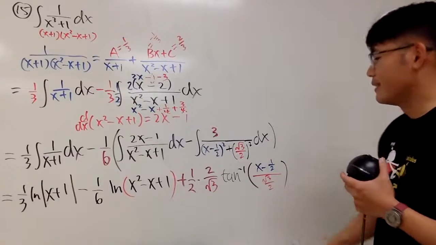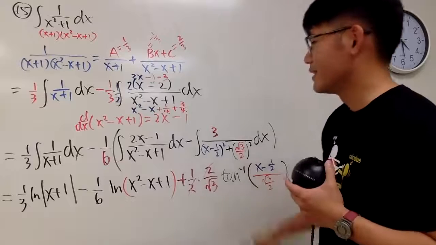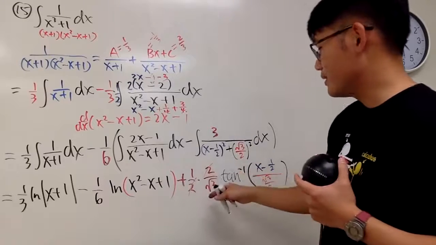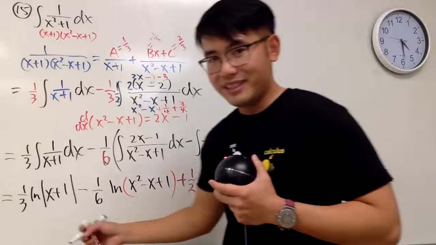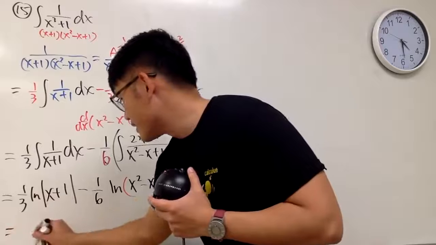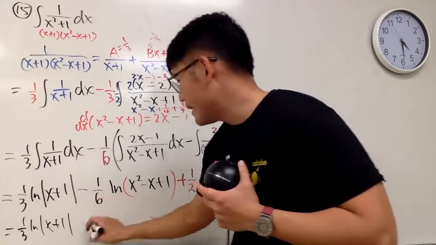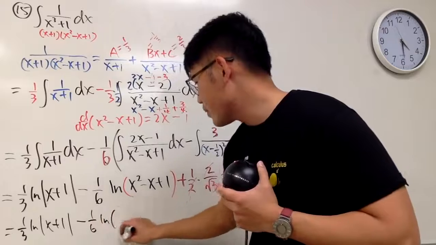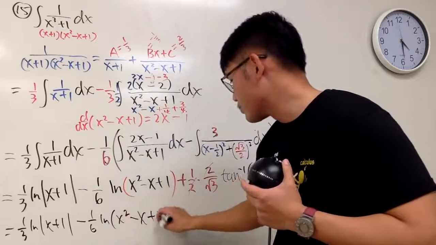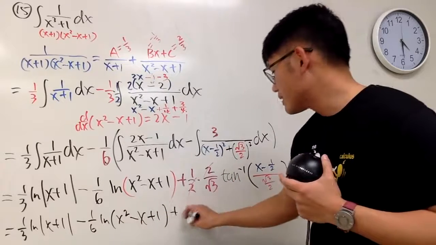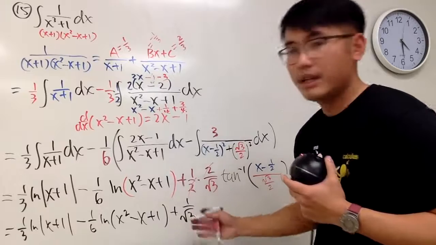That's pretty much it. But I will simplify this a little bit for you guys. Right? So we have just 1 over square root of 3 right here. So I will just write this down again. Here we have it. 1/3 natural log absolute value of x plus 1 minus 1 over 6 natural log parentheses x squared minus x plus 1. This right here plus 1 over square root of 3, like this.